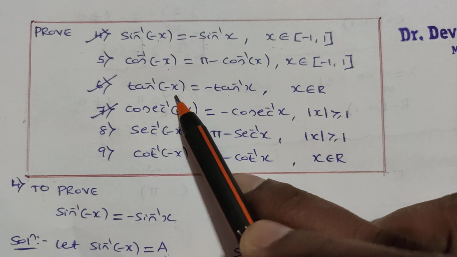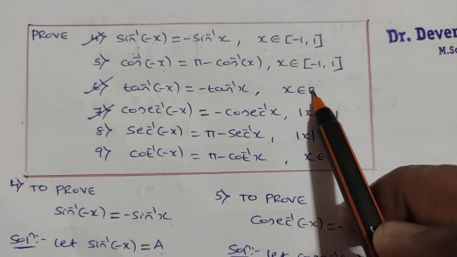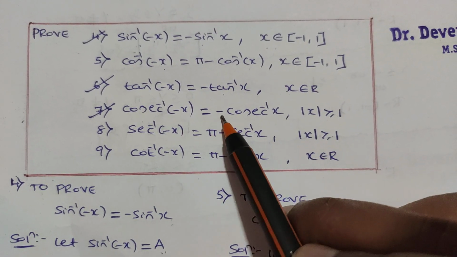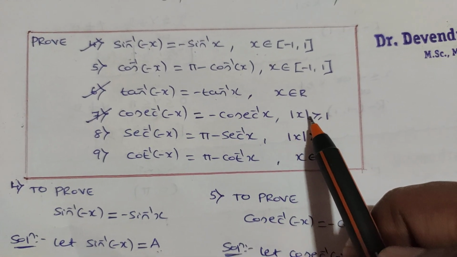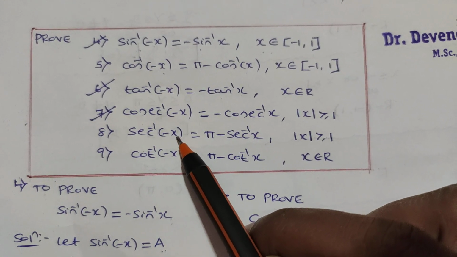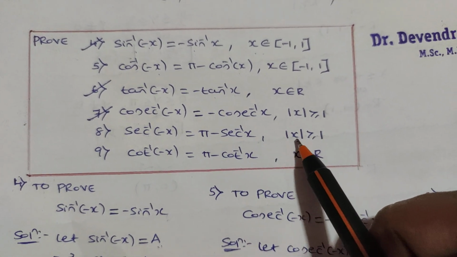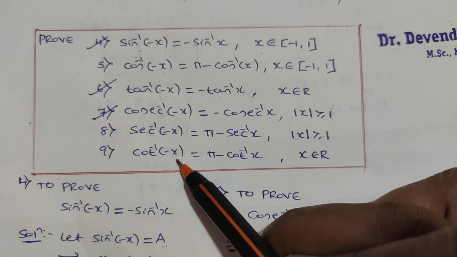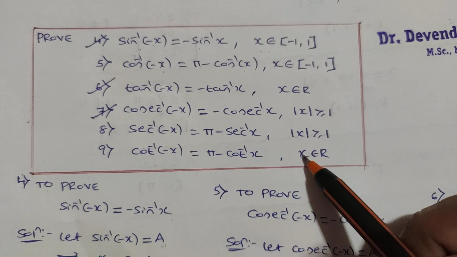Tan inverse of minus x is equal to minus tan inverse of x, x belongs to R. Cosecant inverse of minus x is equal to minus cosecant inverse of x, provided modulus of x is greater than or equal to 1. Secant inverse of minus x is equal to pi minus secant inverse of x, provided modulus of x is greater than or equal to 1. Cot inverse of minus x is equal to pi minus cot inverse of x, x belongs to R.